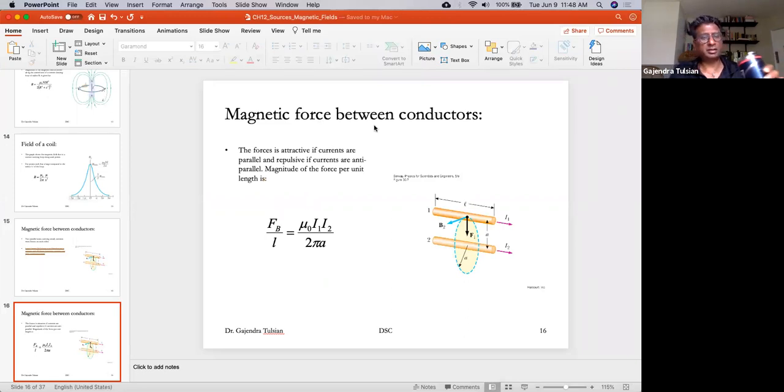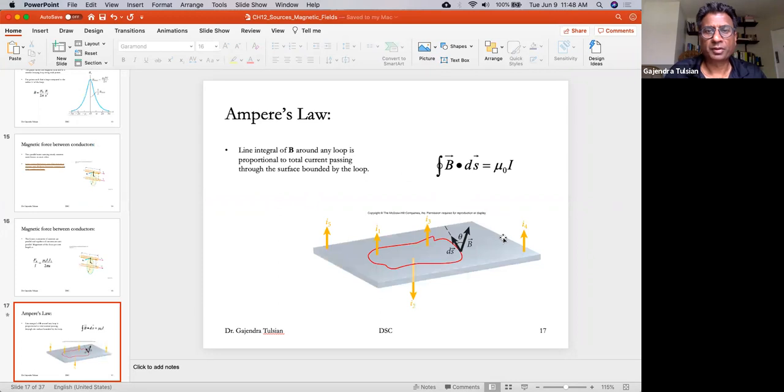Current carrying conductors, when they're close to each other, interact, and they exert a force on each other. All right, so now here's a slightly different topic. So what I'll do is actually, I'll pause.